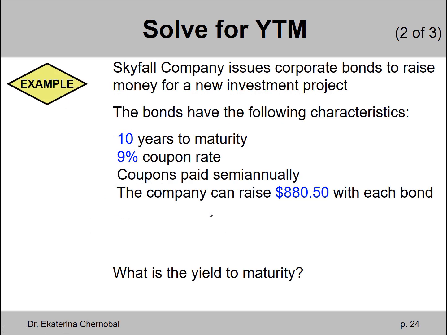Let's look at the following example. Skyfall Company issues corporate bonds to raise money for a new investment project. So it would like to borrow money, essentially. The bonds that this company issues have the following characteristics: 10 years to maturity, 9% coupon rate, coupons paid semi-annually, and the company can raise $880.50 with each bond. What is the yield to maturity?